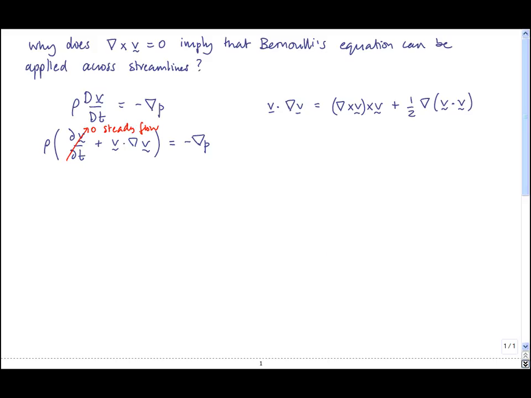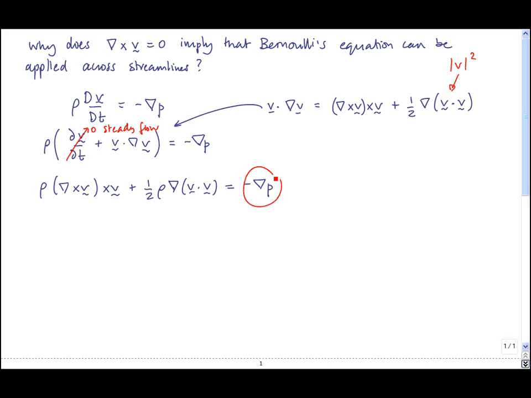I'd just like to point something out as an aside, which is that v dotted with v is a scalar, and it's just mod v squared, so it's just the speed squared, and we'd often write that as v squared. So let's substitute that into this expression. We're going to get rho times the curl of v crossed with v plus a half rho times the gradient of v dotted with v, and that's equal to minus grad p.